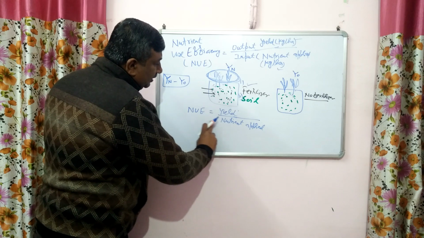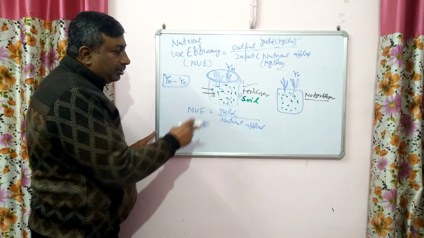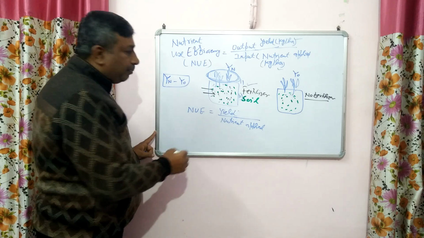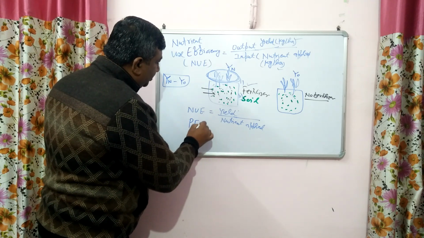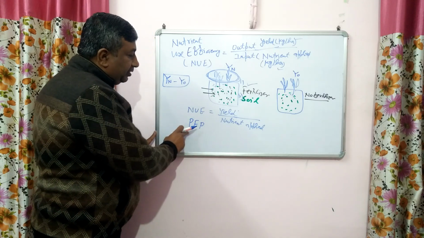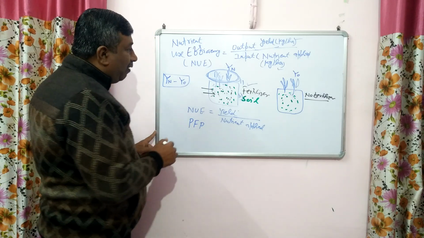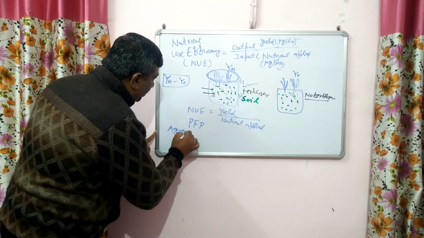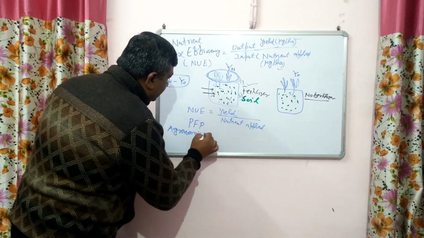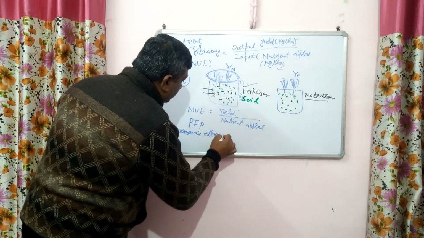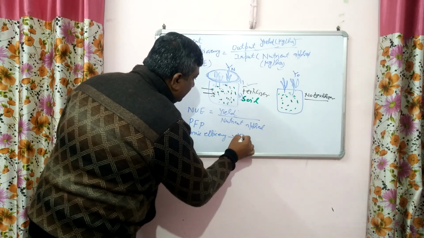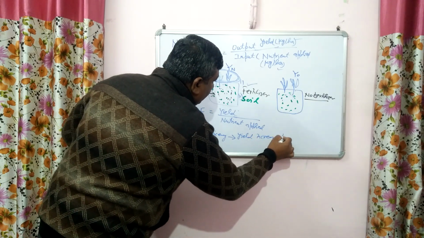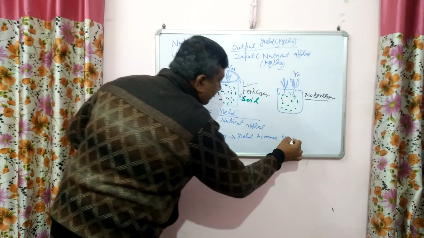When the simple formula of yield per nutrient applied is used, it is known as partial factor productivity, PFP. But in case of agronomic efficiency, it tells the yield increase by application of fertilizer.